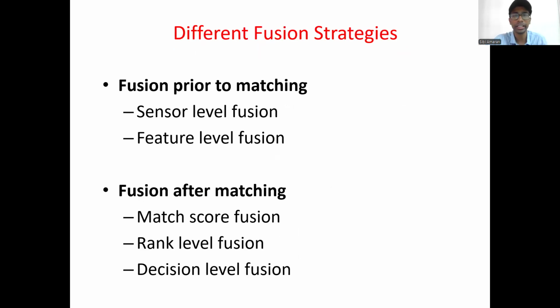So there are various fusion strategies that are available. That's what I said, right? There are five fusion strategies available. The first one is sensor level fusion, and the second is feature level fusion. These are fusion prior to matching. And the third one is fusion after matching. In that, there will be match score fusion, rank level fusion, and decision level fusion.